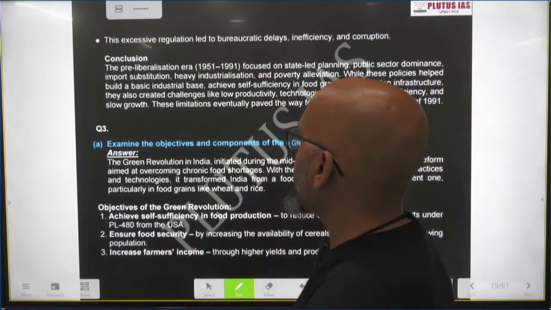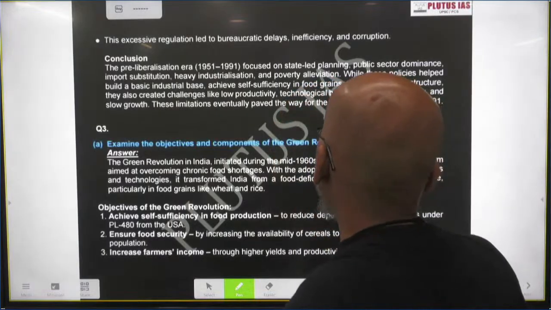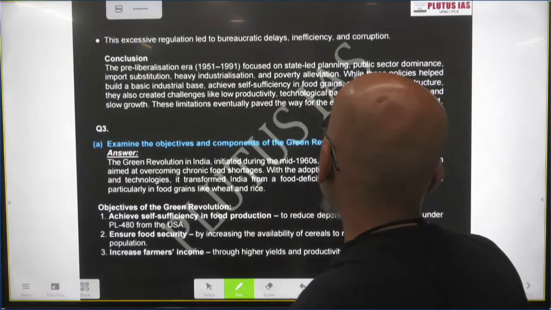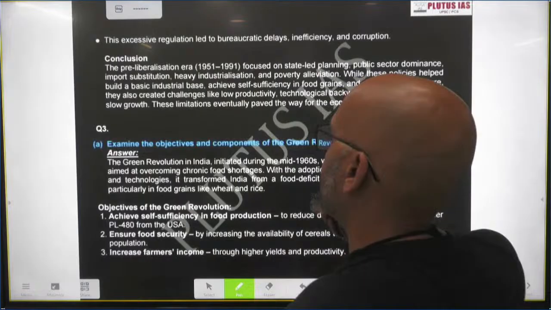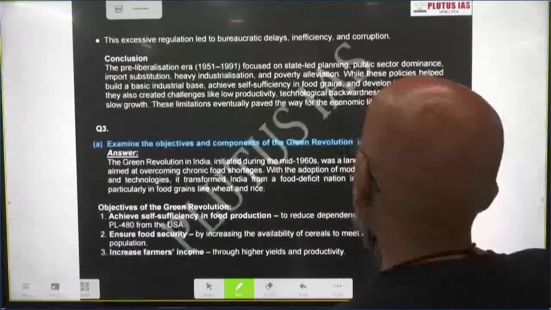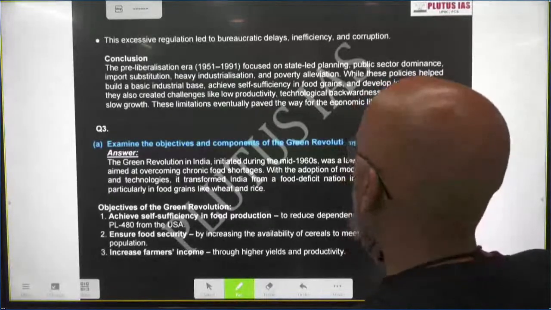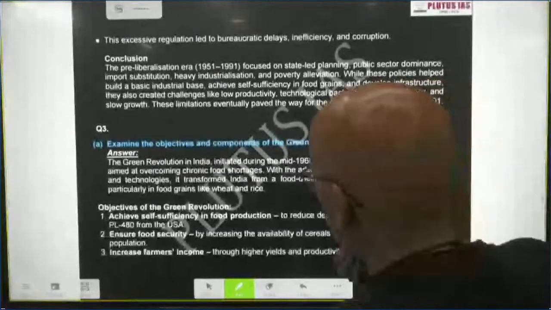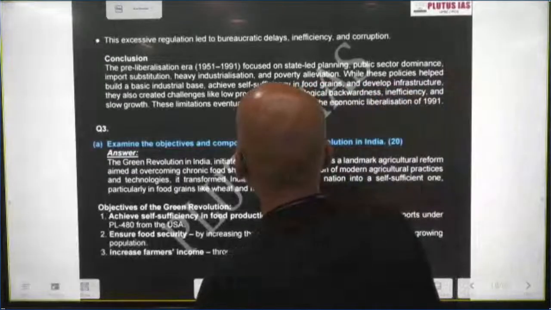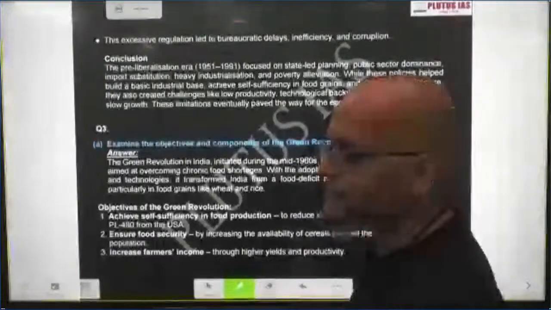Conclusion: the pre-liberalization era focused on state-led planning, public sector dominance, import substitution, heavy industrialization, and poverty alleviation. While these policies helped build up a basic industrial base, achieve self-sufficiency in food grains, and develop infrastructure, they also created challenges like low productivity, technological backwardness, inefficiency, and slow growth. These limitations eventually paved the way for the economic liberalization of 1991.